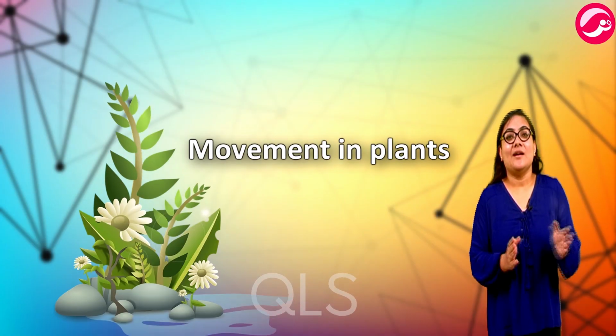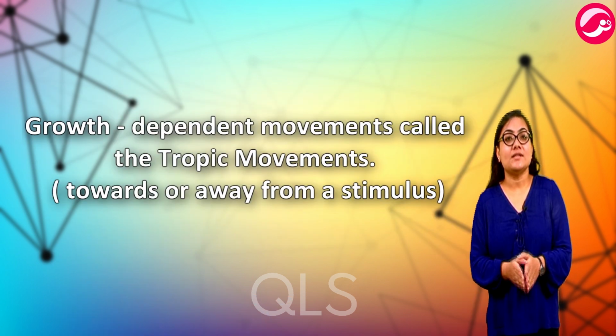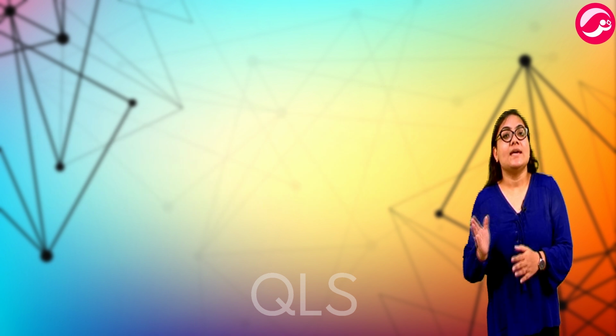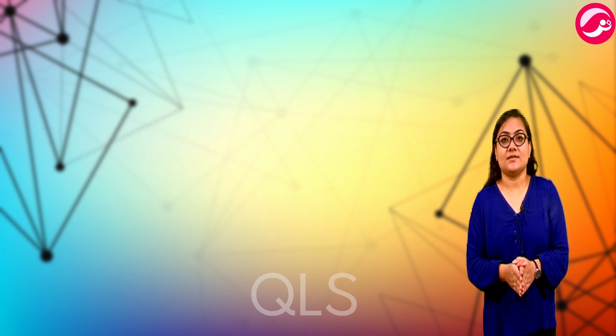Movement in plants. Plants exhibit two types of movement. First is the growth dependent movements called the tropic movements, that is towards or away from the stimulus. Second is the non-growth dependent movements called the nastic movements, which are independent of the direction of the stimulus.